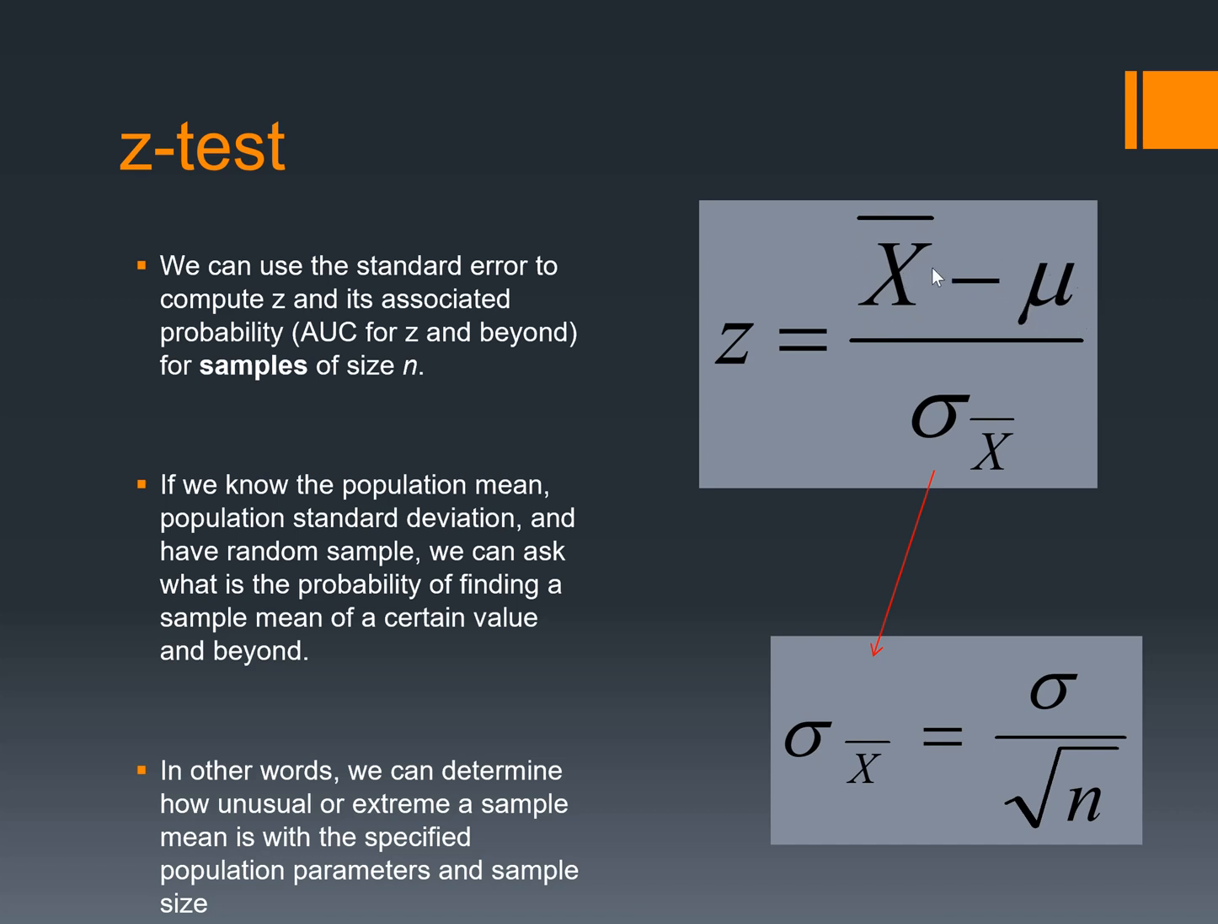Basically, we're testing the null hypothesis that the population that the sample mean has come from is equal to the population mean that we're comparing it to. In other words, you can think of it as we're trying to see if they're from the same population or if they're from different populations.